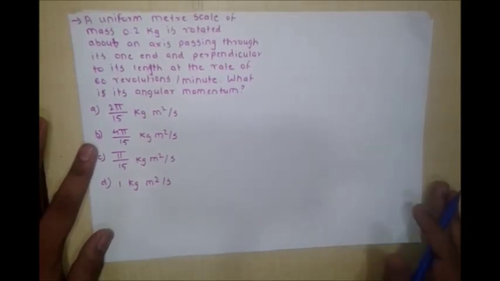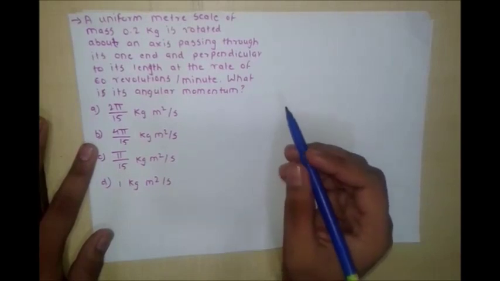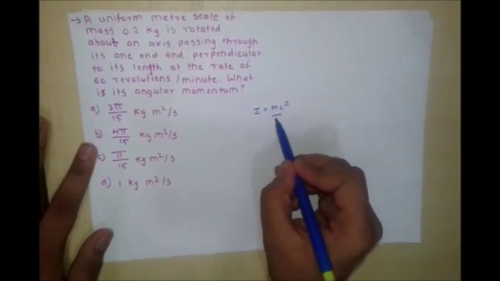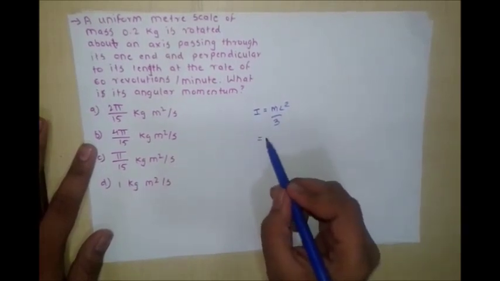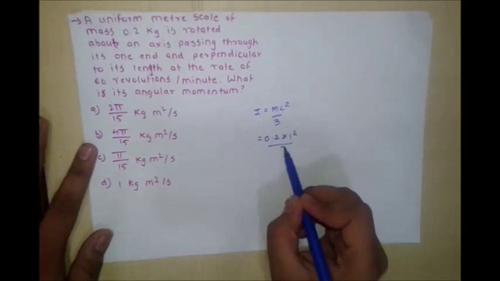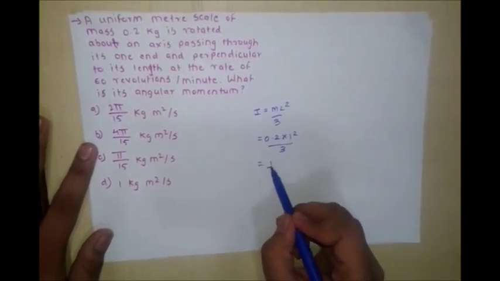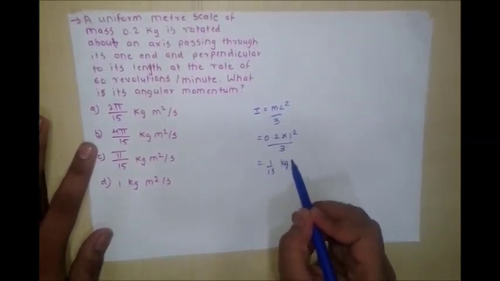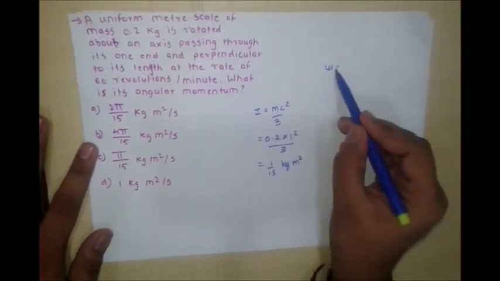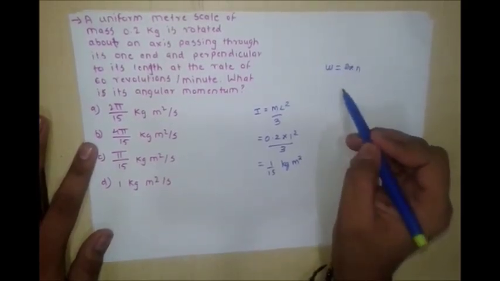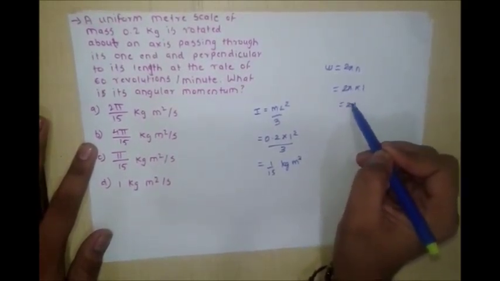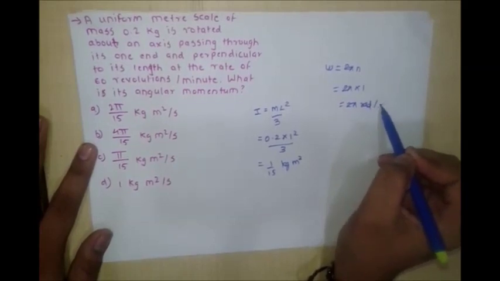Now to solve this question, we know that for the meter scale, I is equal to ml square upon 3, which is equal to 0.2 into 1 square upon 3, that is 1 upon 15 kg meter square, and omega is equal to 2 pi n. So that is 2 pi into the value of n, which is 1, which is equal to 2 pi radians per second.